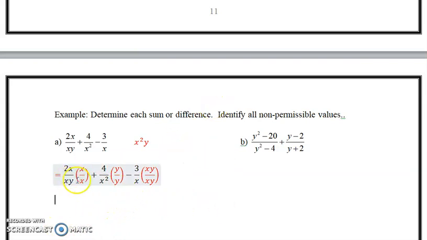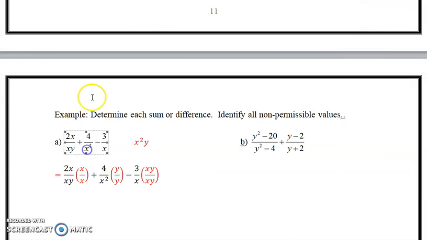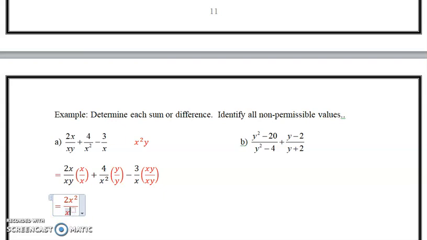Alright, so now what we're going to do is multiply these terms. Alright, so I'm going to insert, wait, we're getting an equation here. Sometimes this is tricky. Alright, so when we multiply that, we'll get 2, and the x is going to be squared. We have 2x squared over x squared y, right? Because we multiply the x by the numerator and the denominator.